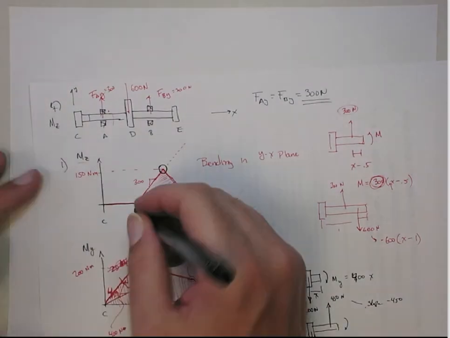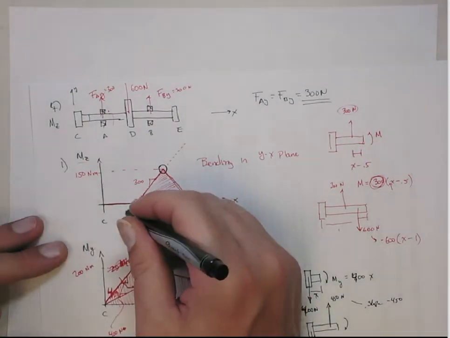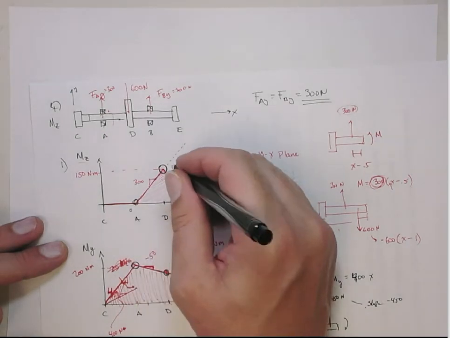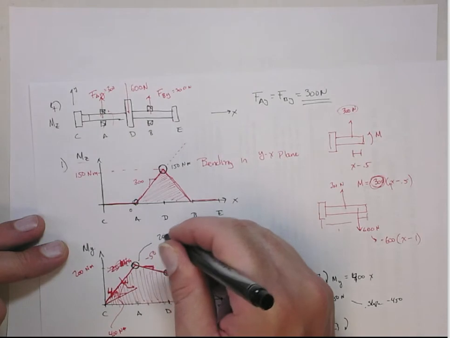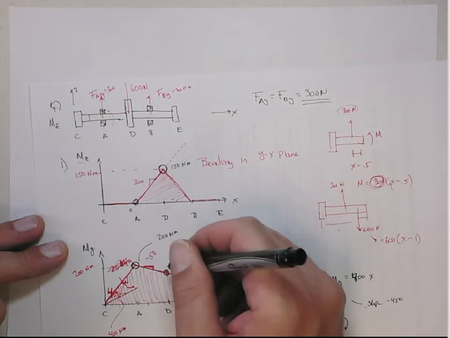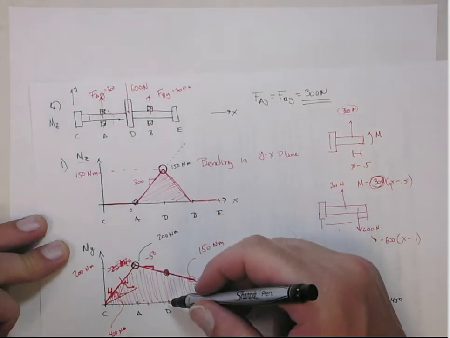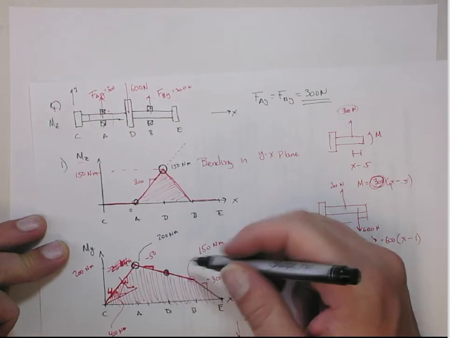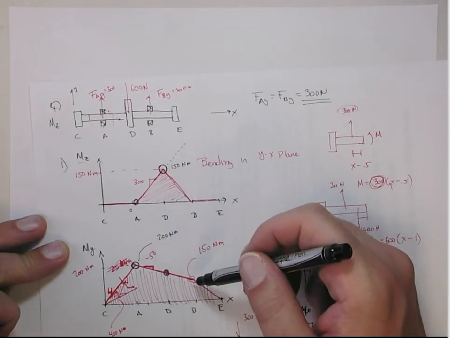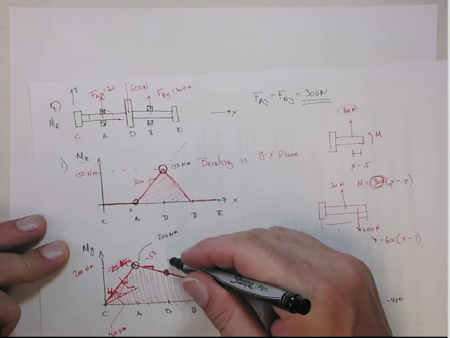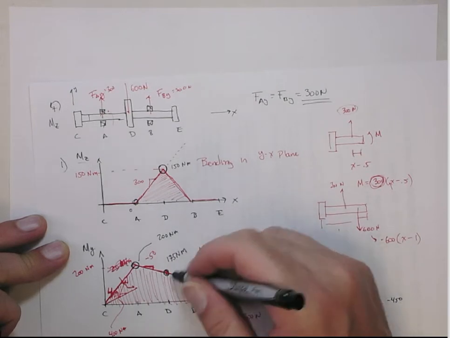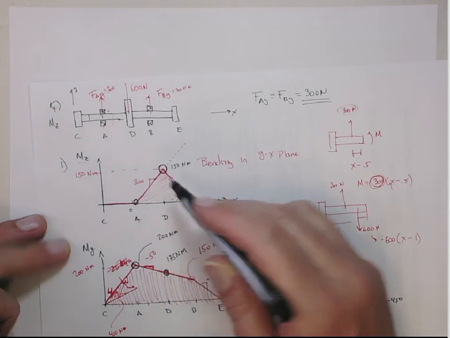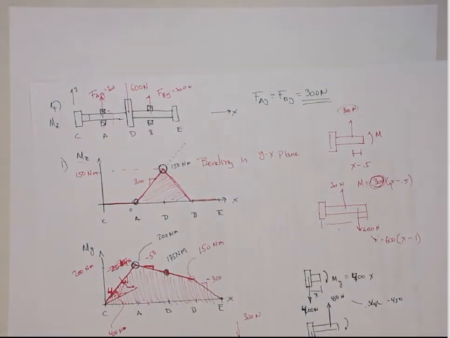So here we know it's 0, here it's 150 Newton meters, here it's 200 Newton meters, and then here at D, it's going to be 200, 150. So this is going to be 175 Newton meters. So we really need to check both of these points, okay? The combined stresses from both of those points.